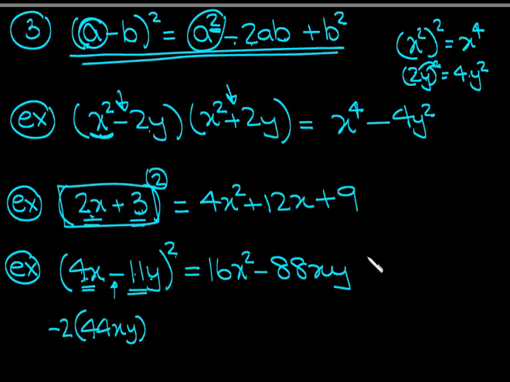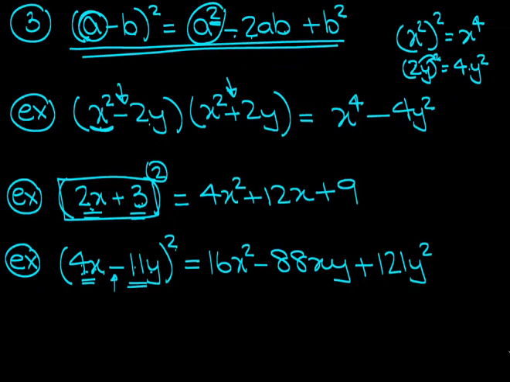What is the square of 11y? 11y times 11y is what? 121y squared, because that's what 11 times 11 is. Okay? So there's the answer to that problem. There's the last example of this. And the more examples you work through, the easier it'll get.